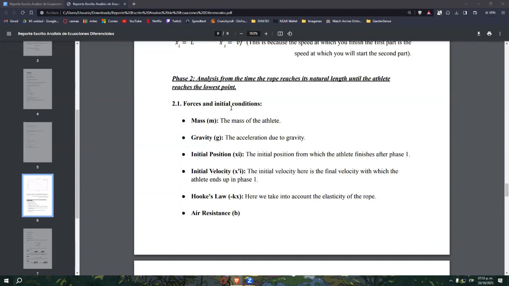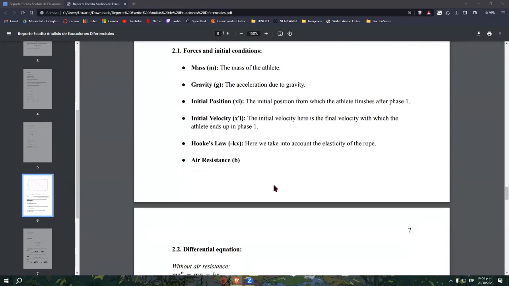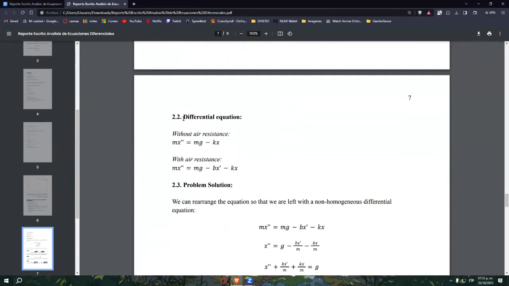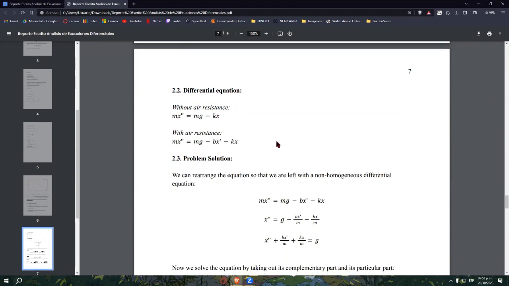Now we're going to analyze phase 2, that is the analysis of the trajectory when the rope is more than its natural length, so it stretches. For this part, we have the same initial conditions, but the x initial and x prime initial are the final conditions of phase 1. We also have to include Hooke's law, that is the coefficient of elasticity of the rope, into account. Then we have that our differential equation is m x double prime equals mg minus b x prime minus kx. We're not going to do it without air resistance this time, just with air resistance, so our answer is more complete.